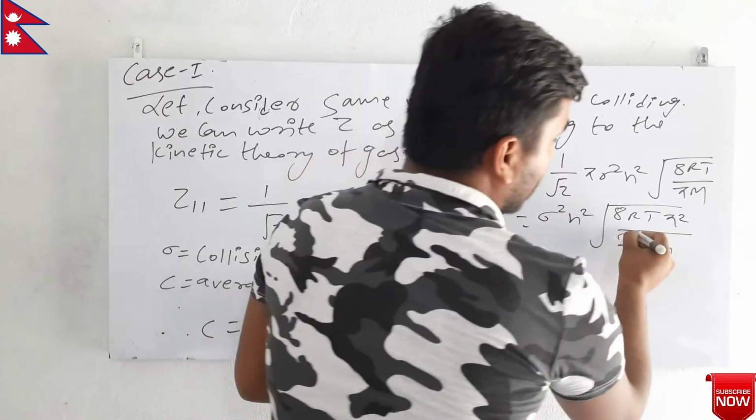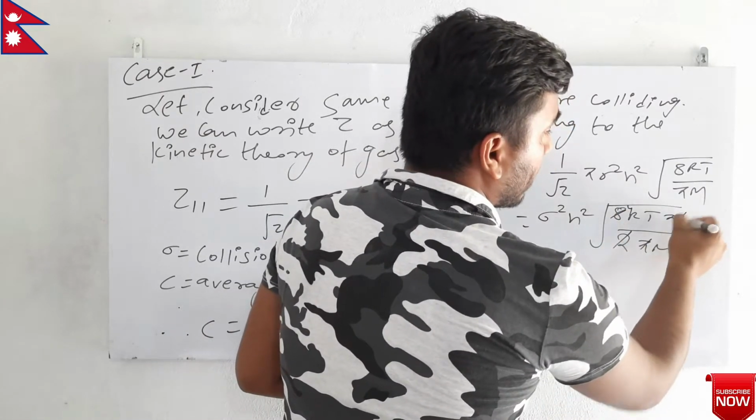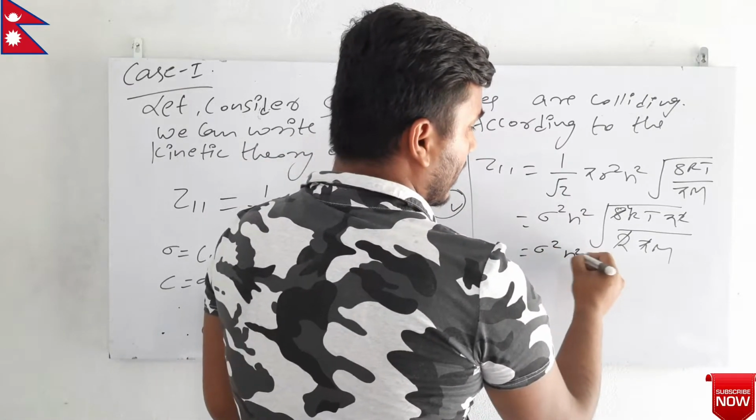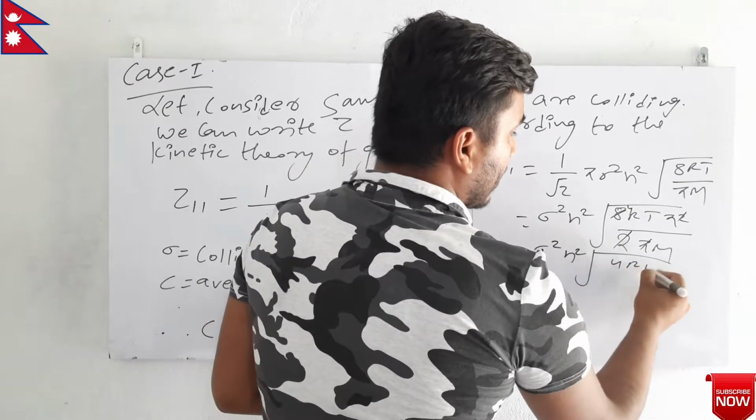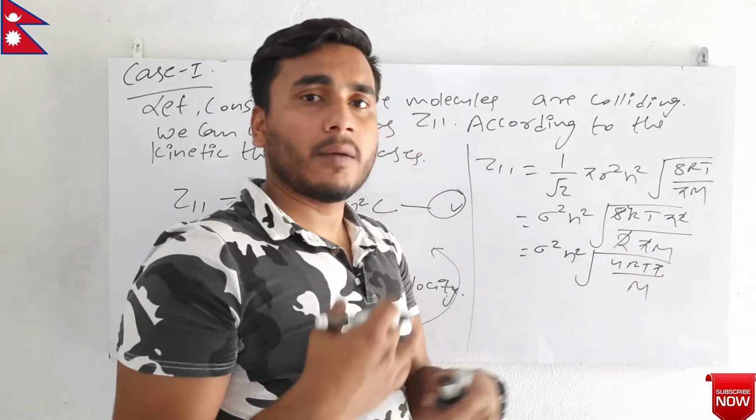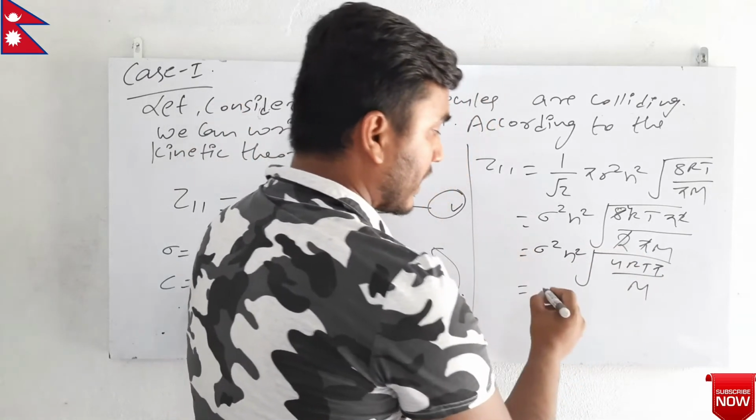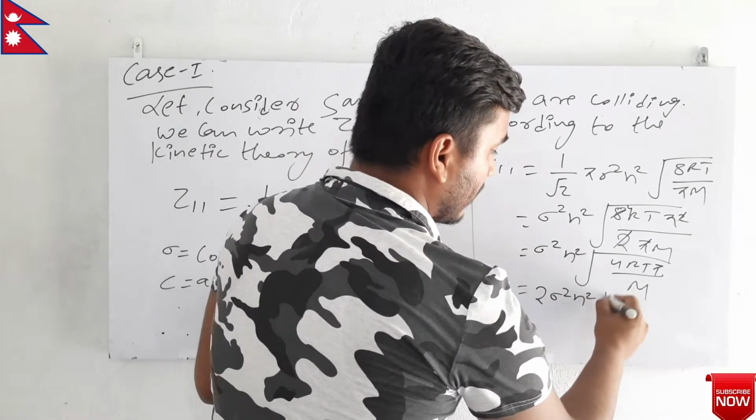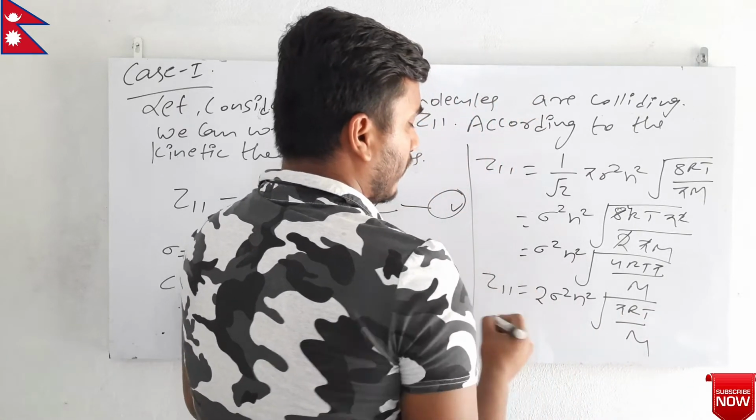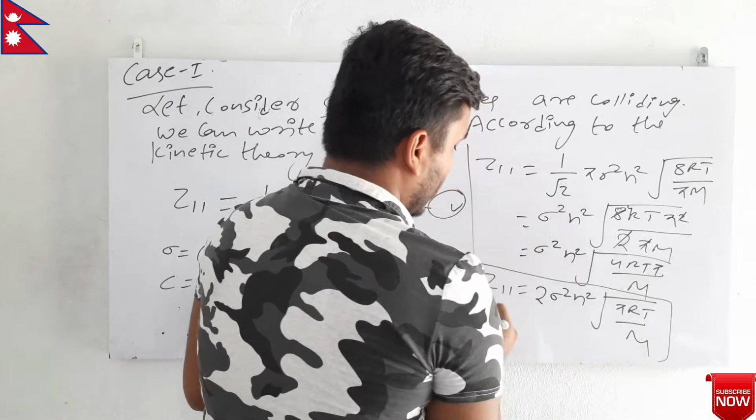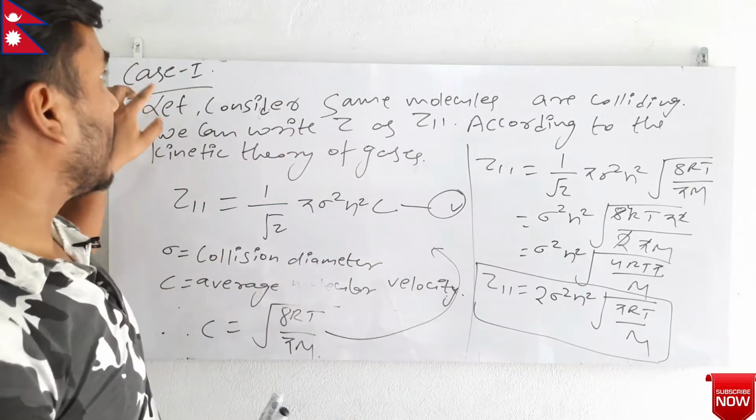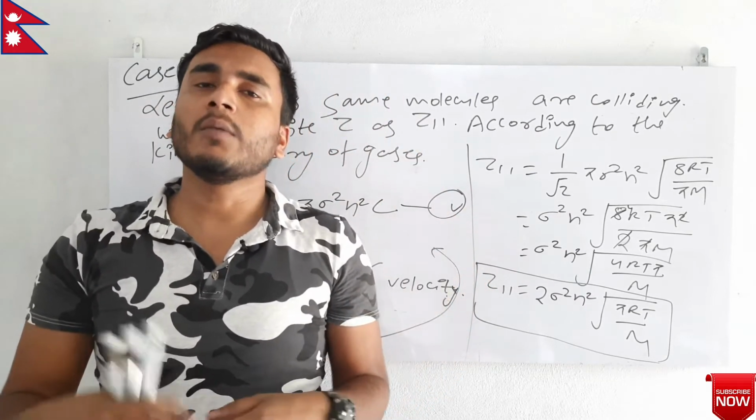Now let us cut: 2 4s are 8, and this pi can be cancelled out, right? Now what do we get? We get sigma square n square root under 4RT pi by m, isn't it? Now this 4 is a square number, isn't it? Square of 2, so we can take it out. We will get 2 sigma square n square and we will get root under pi RT by m. So this is the value of Z11, that is, the number of collisions per second per unit volume in the case when the molecules are the same. Okay, when the molecules are the same.